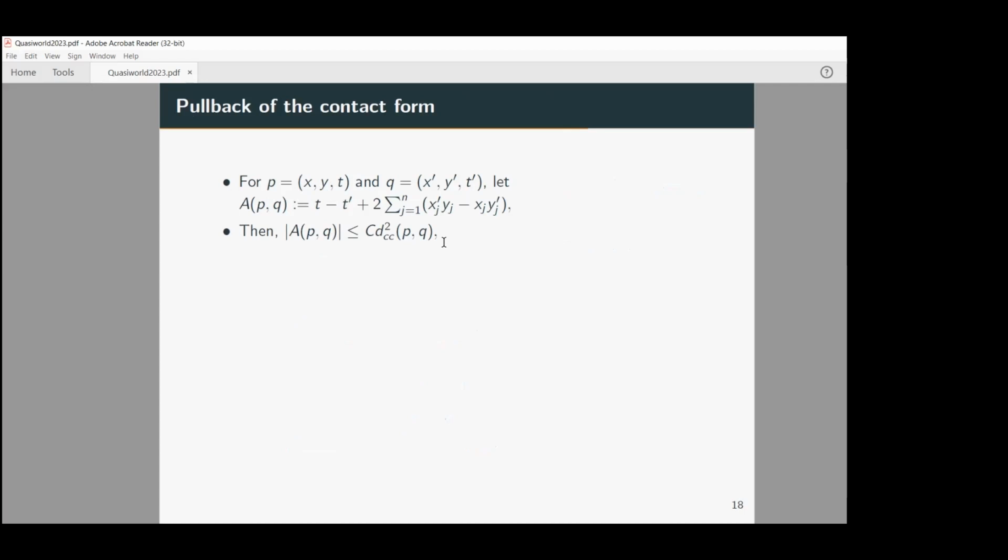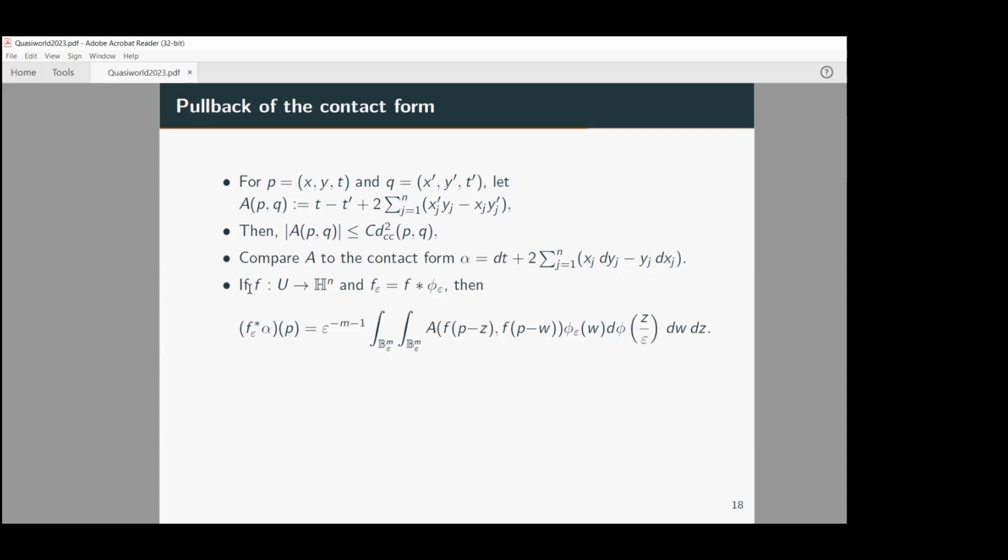Why? Because the Korányi-Cygan distance is equivalent to the so-called Korányi distance, and this expression A(P,Q) is just a part of the Korányi distance. So it appears explicitly in the Korányi distance. This estimate follows directly from the fact that the Korányi distance is less than or equal to the Korányi-Cygan distance, because the two distances are Lipschitz equivalent. But observe that this expression A is, at least formally, similar to the contact form.